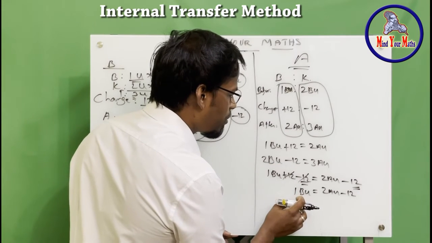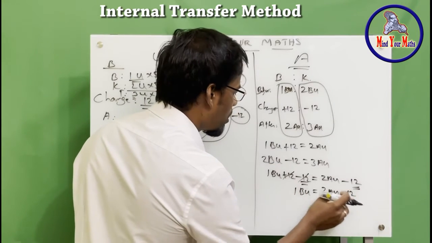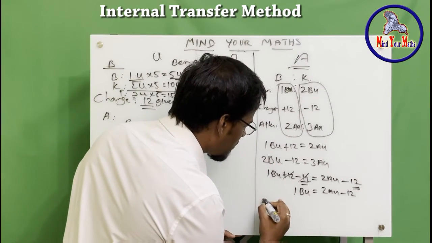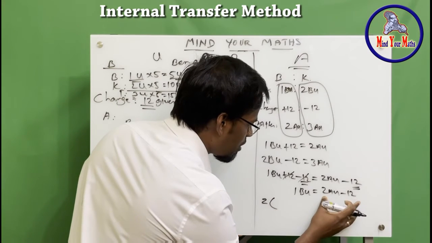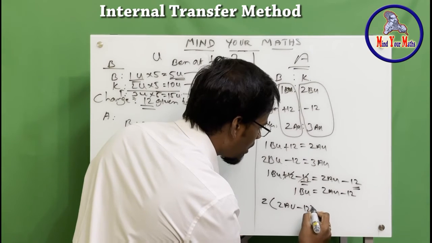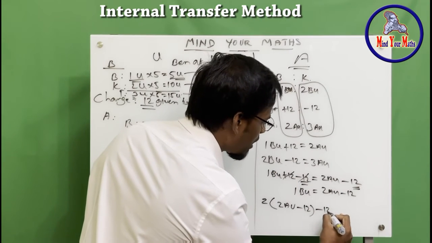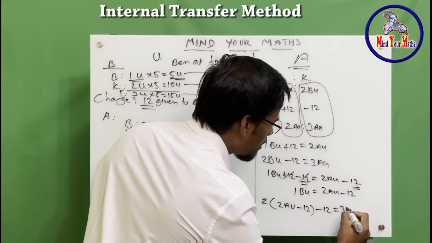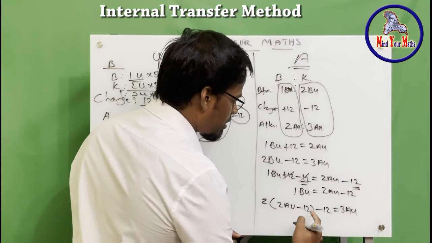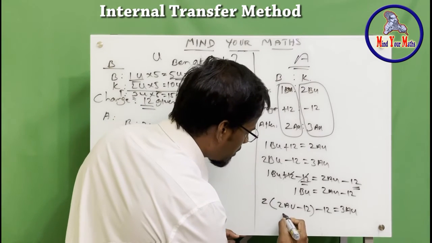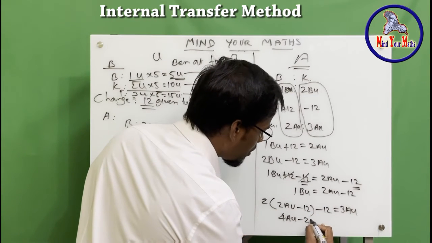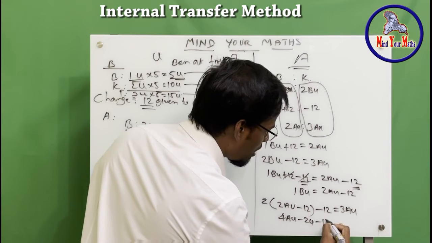1 BU is equal to 2AU minus 12. So 2 BU is where we are going to substitute. So which means 2 times, we substitute this value, 2AU minus 12. And then minus 12 is here, we put it that way, is equals to 3AU. Right? Okay. So now if you multiply inside, 2 times 2AU is 4AU. 2 times minus 12 is negative 24. And then we put the negative 12 again, right?